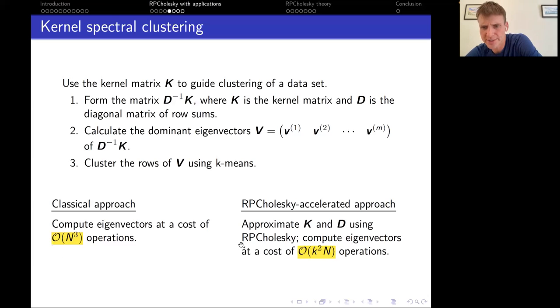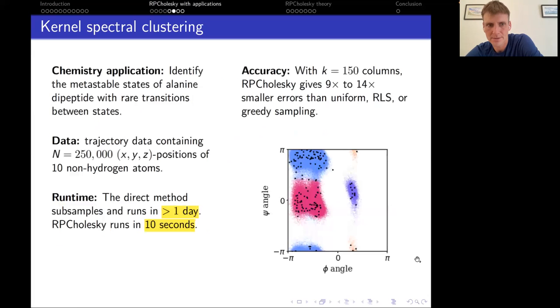Our approach is to approximate K and D using RP-Cholesky. So just replace that kernel matrix with K hat, get its row sums, compute the eigenvectors at a cost of order k squared n. I'm applying the method to identify the metastable states of a protein called alanine dipeptide.